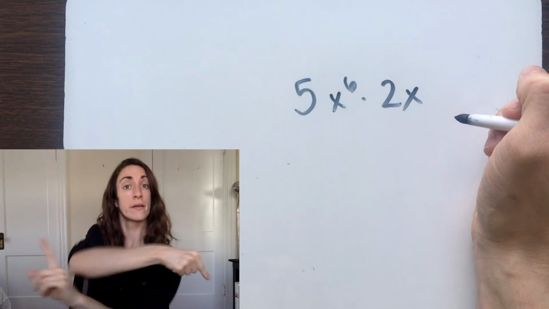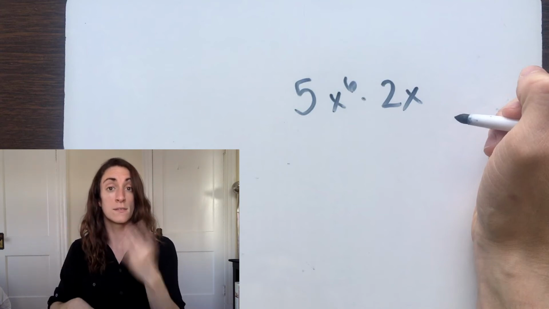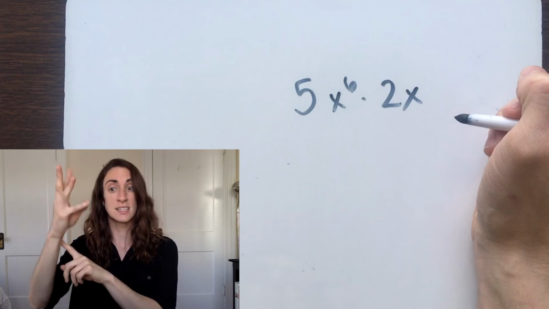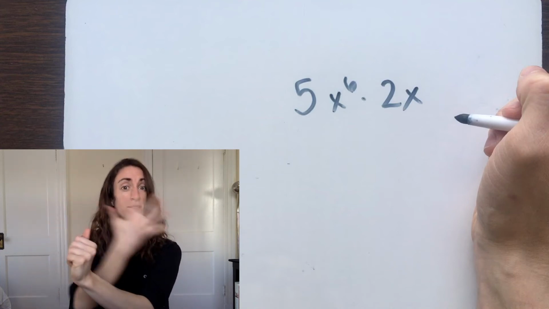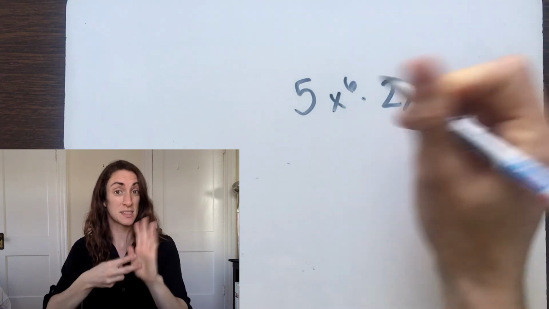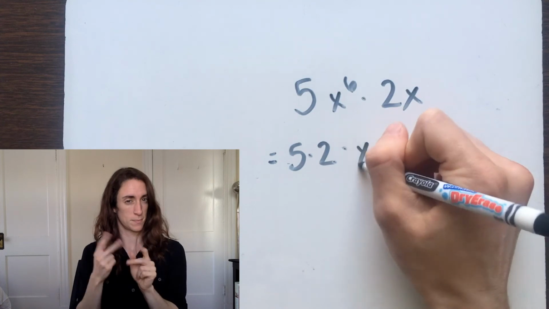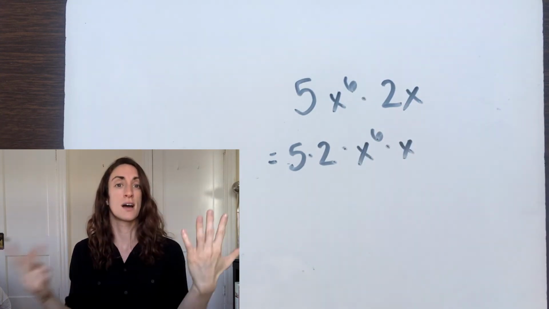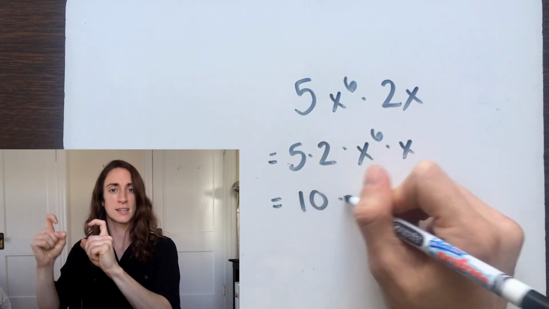It's important to remember that exponents can only apply to what is directly before them, unless they have the help of parentheses to reach back further. So in this example, 5 times x to the 6th, that 6th power doesn't apply to the 5 whatsoever. Remembering that multiplication is commutative, we can move those coefficients together and multiply 5 times 2, giving 10, and leaving us with x to the 6th times x to deal with.